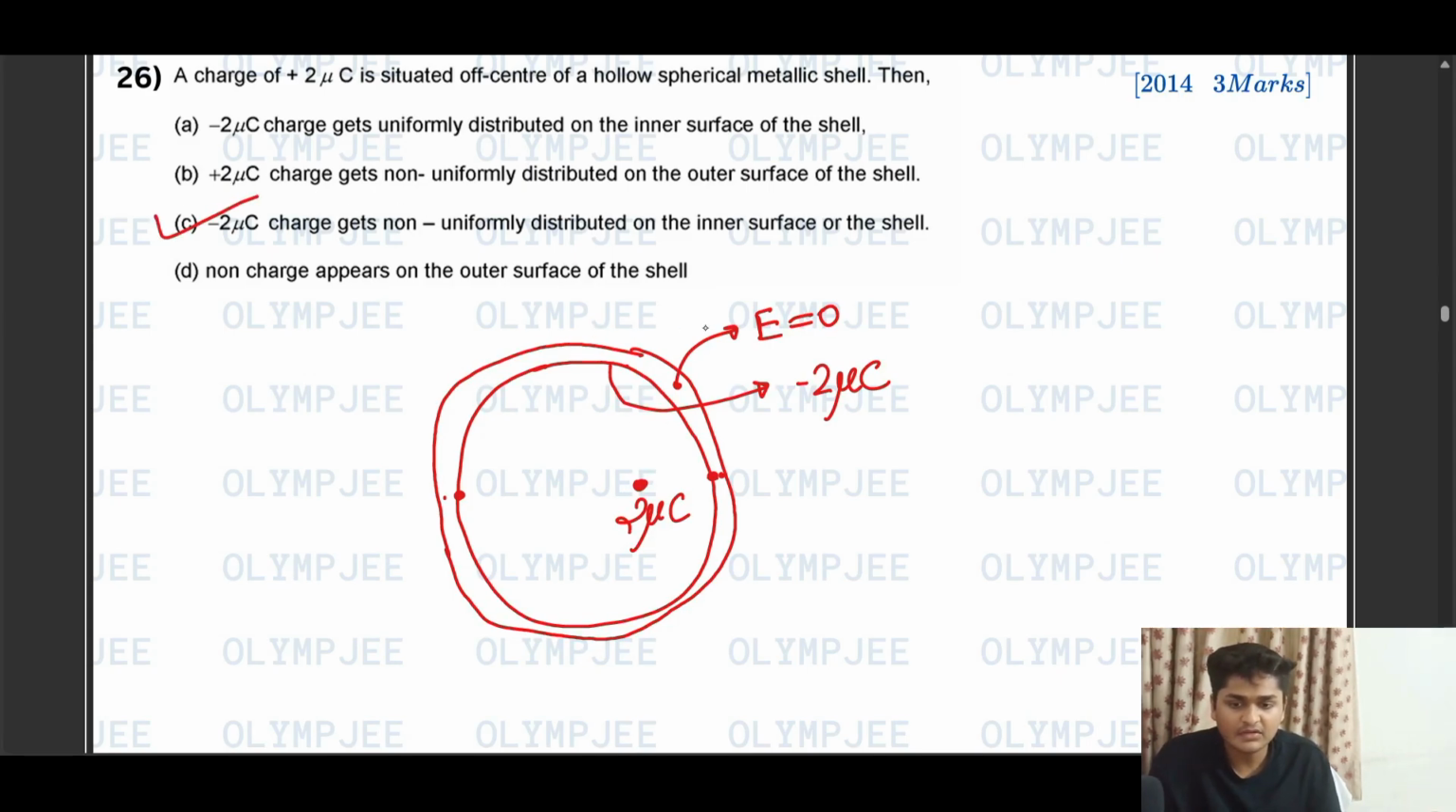And on the outer surface 2 μC will be distributed, but on the outer surface the charge is distributed uniformly. So option B is incorrect, option A is incorrect. And no charge appears, this is also incorrect. So option C is correct.